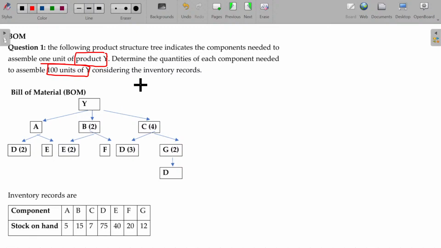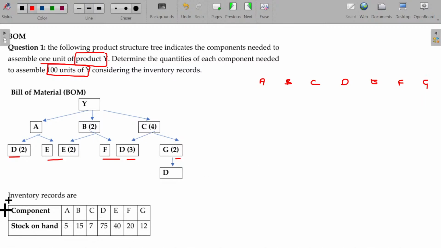Considering the inventory records, we have A, B, C, D, E, F, D, G. So these are the varieties of materials that are in need. What are they? A, B, C, D, E, F and G. These are the materials needed.